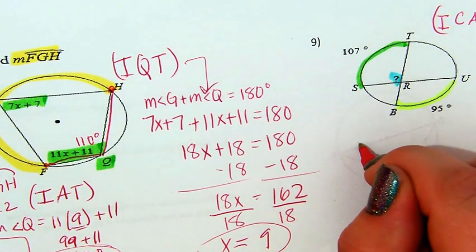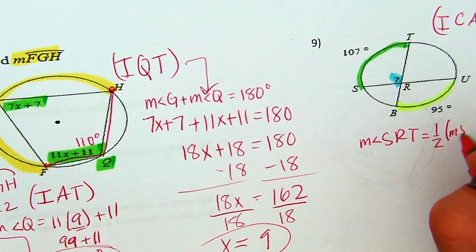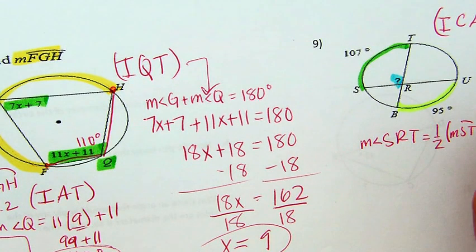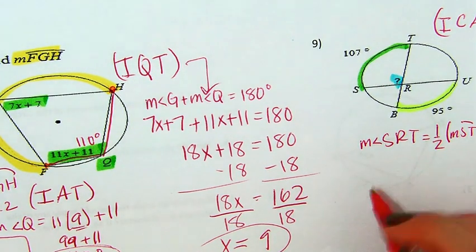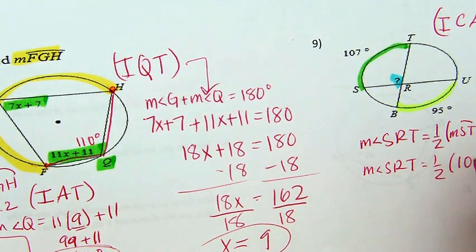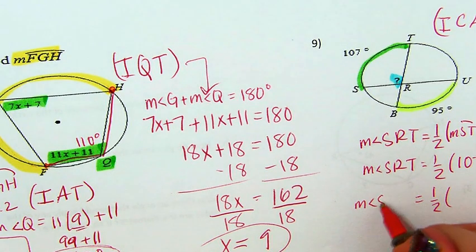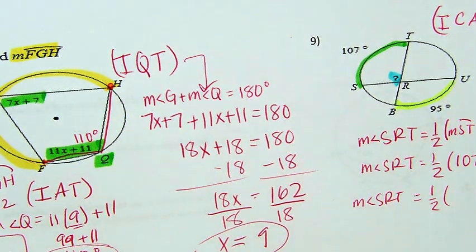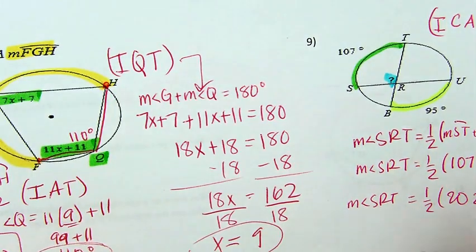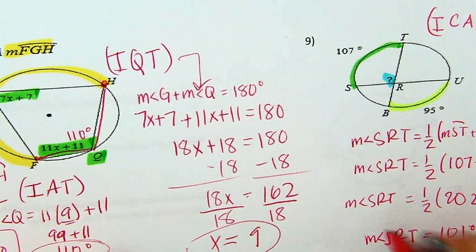So the measure of angle SRT equals 1/2 of the arc of ST plus the arc of BU. So the measure of angle SRT is going to equal 1/2 times the quantity 107 plus 95. If we add those 2 pieces together, 107 plus 95 is 202. If you cut 202 in half, the measure of SRT gives us 101 degrees.